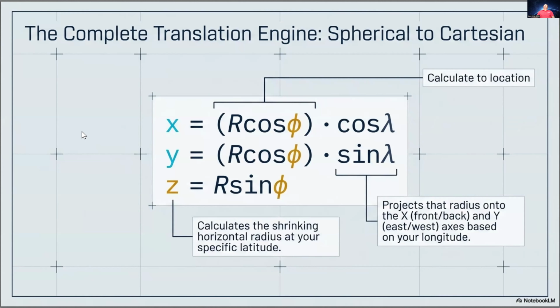The complete translation engine, spherical to Cartesian, calculates the location x, y, z. x equals r cosine omega cosine gamma, and y equals r cosine omega sine gamma, where gamma means longitude, and z equals r sine omega. Let's calculate the shrunken horizontal lattice at your specific latitude. It projects onto the X front and back and Y east and west, based on your longitude. And Z is the Northern Hemisphere or Southern Hemisphere.